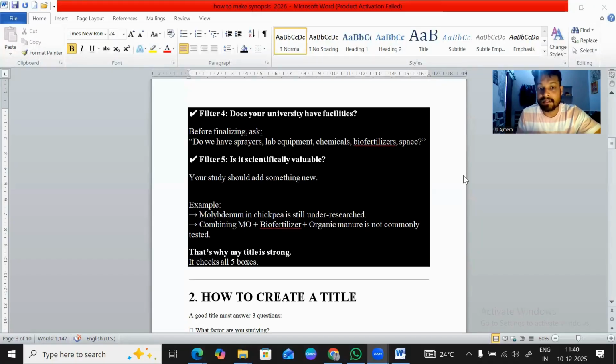Filter number five, is the idea that you choose scientifically valuable or not? Your study should add something new. For example, molybdenum in chickpea is still under research. So combining molybdenum plus biofertilizer plus organic manure is not commonly tested. That's why my title was very strong. So it checks all the 5 boxes at the same time.